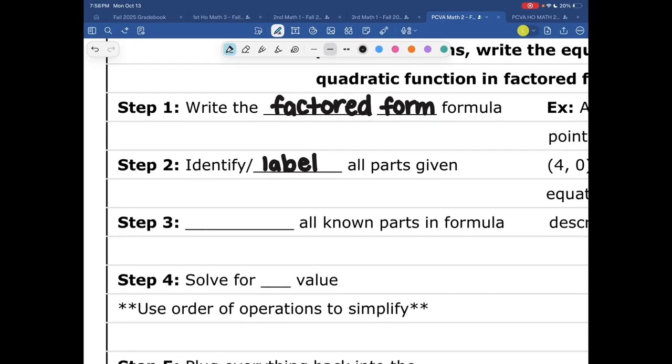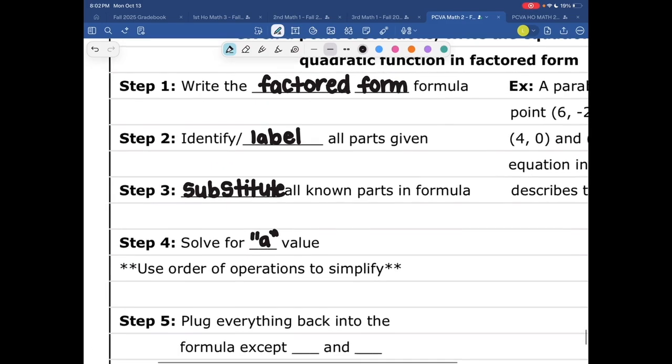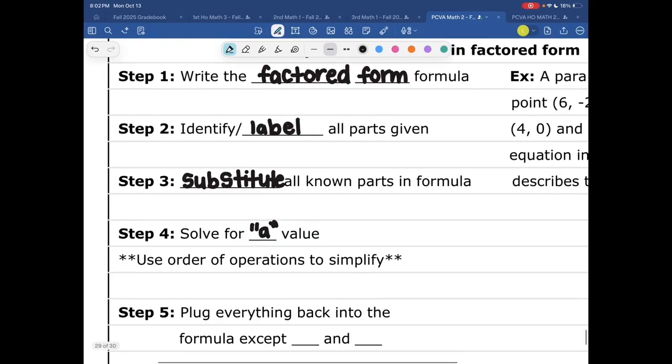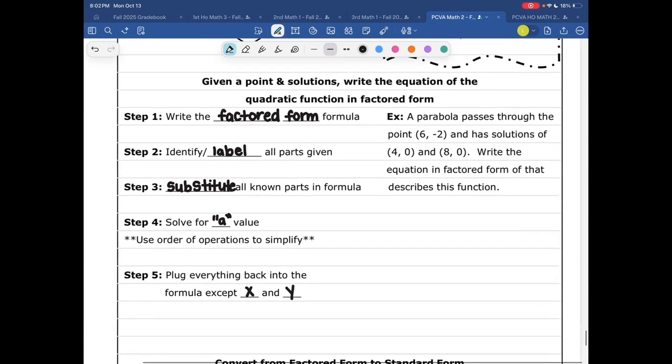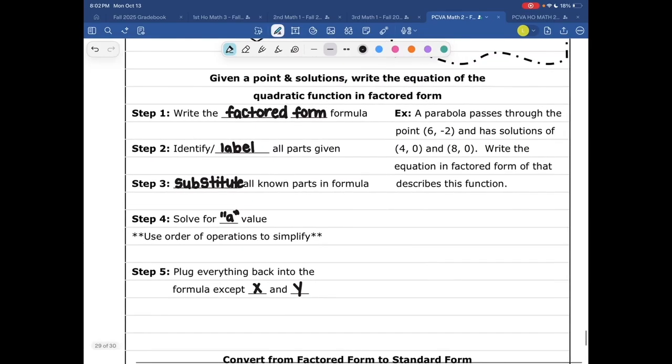Once you are able to label all the parts, then you're going to substitute those values into the factored form formula. After you substitute all of the parts, that's when you're going to solve for a, because that's what we'll be missing. After we solve for a, we're going to substitute everything back into the formula except for the x and y from the original point that was given. So we're going to work through this problem right here, and I'm going to color code it to walk you through each step.